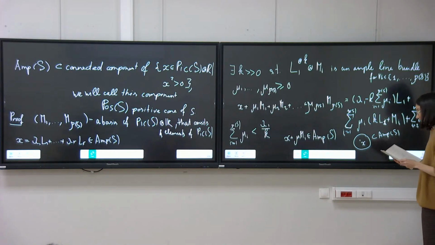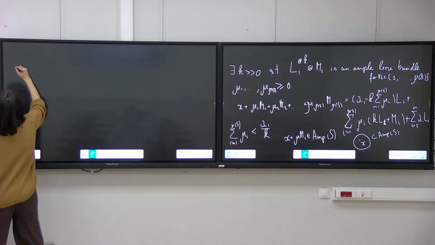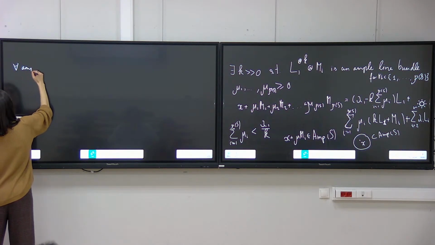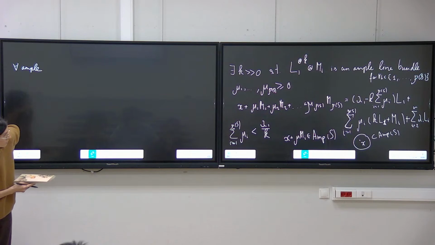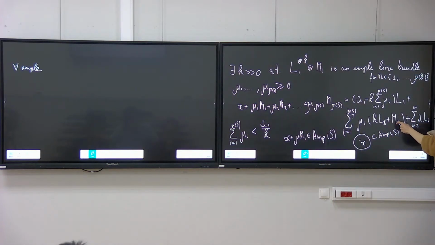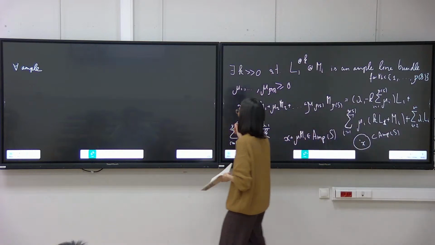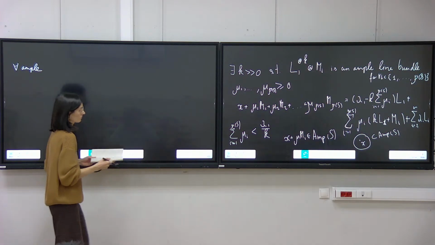Okay, and the next statement is more or less obvious, because if mu I is negative, then the second summand will be anti-ample. But we can consider mu mi or minus mu I, it doesn't matter. We can choose another basis, just take minus mi.